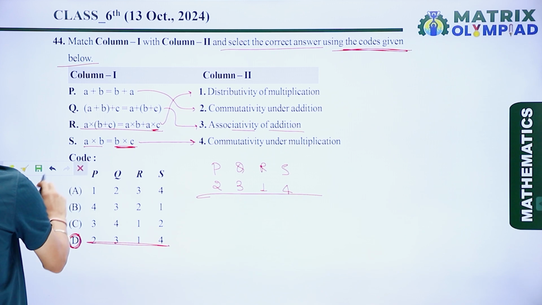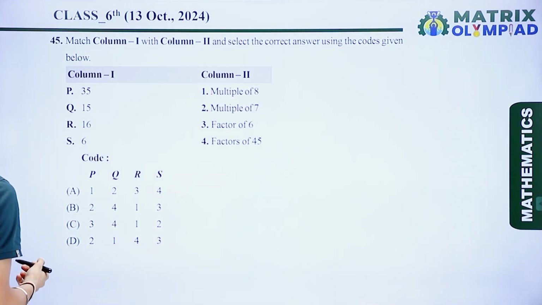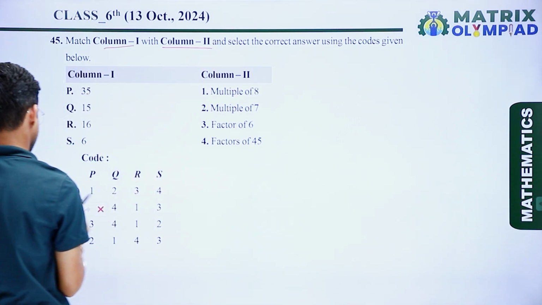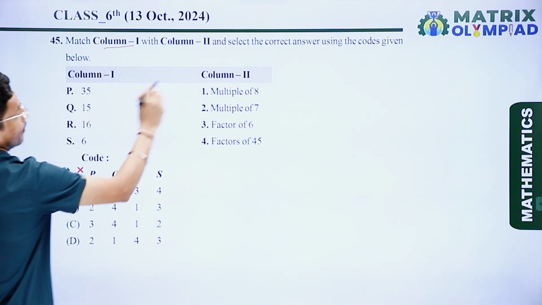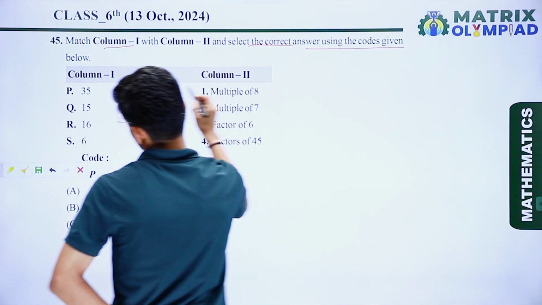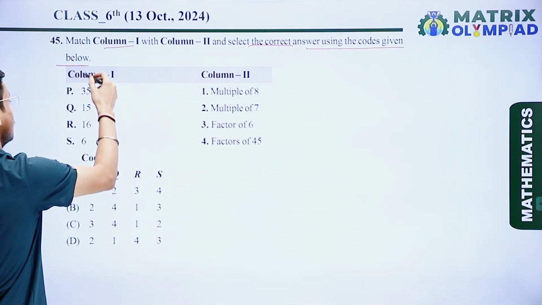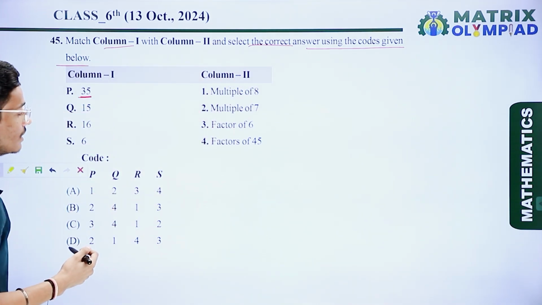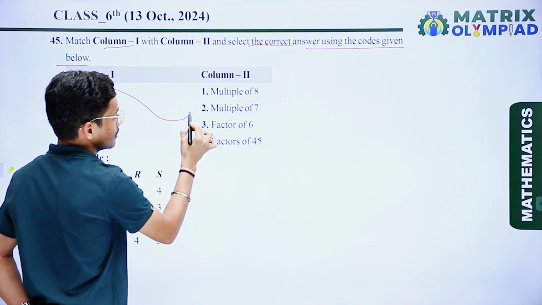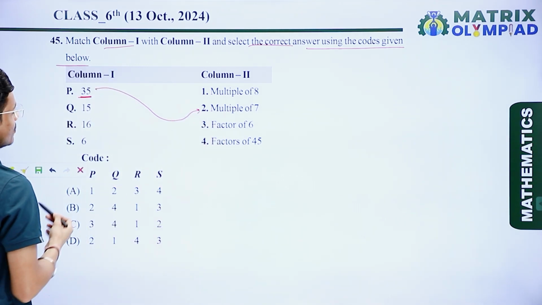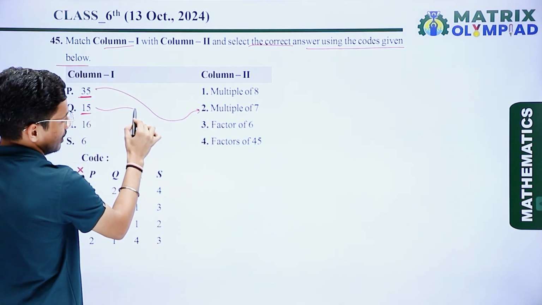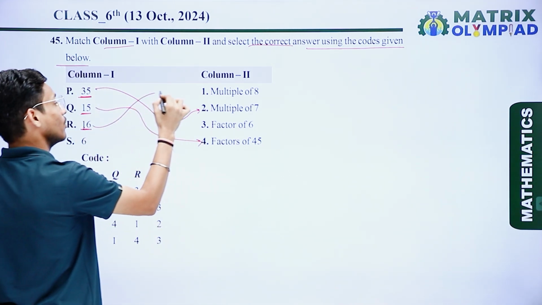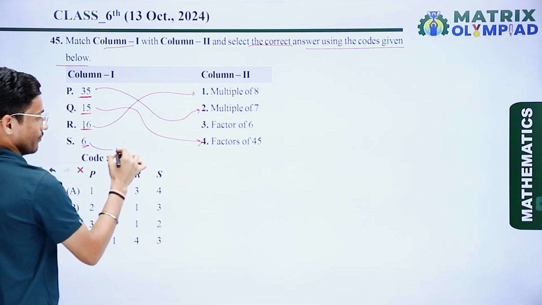Okay. If I talk about the next question, it is again based on matching column 1 and column 2 and selecting the correct answer using the code given below. Here we have column 1 and here we have column 2. First we have 35. 35 is a multiple of 7. If I talk about the next one, 15 is a factor of 45. If I talk about R, that is R is a multiple of 8 and 6 is a factor of 6.